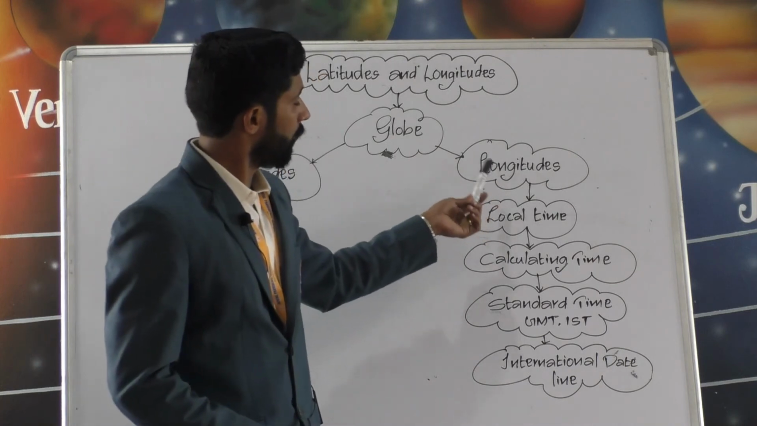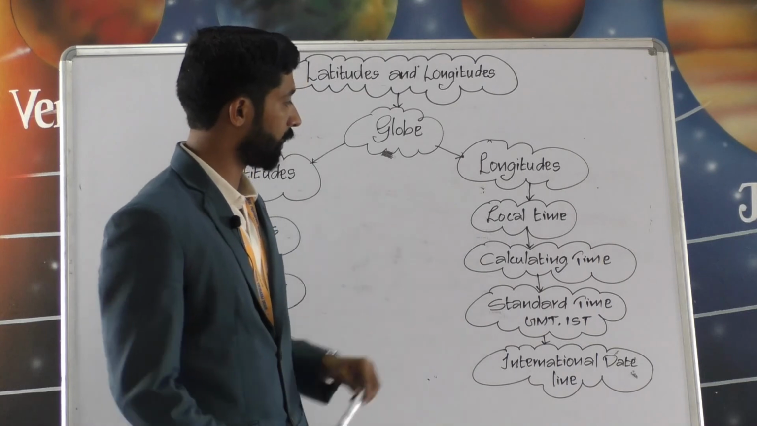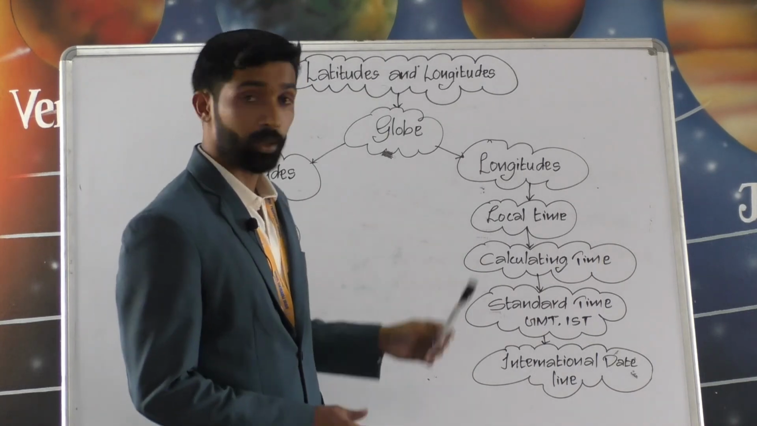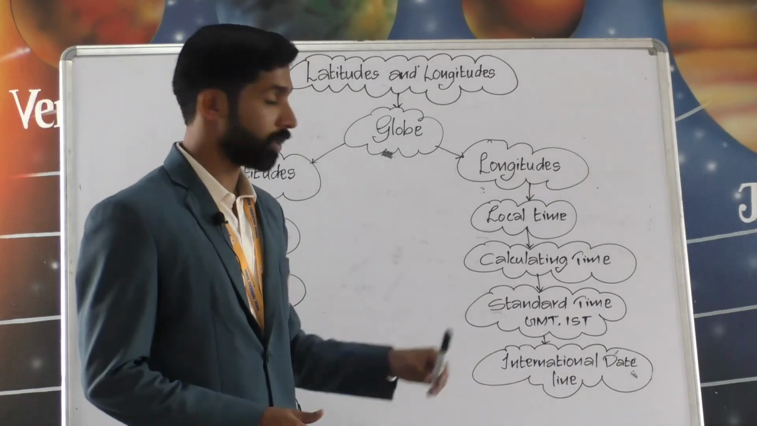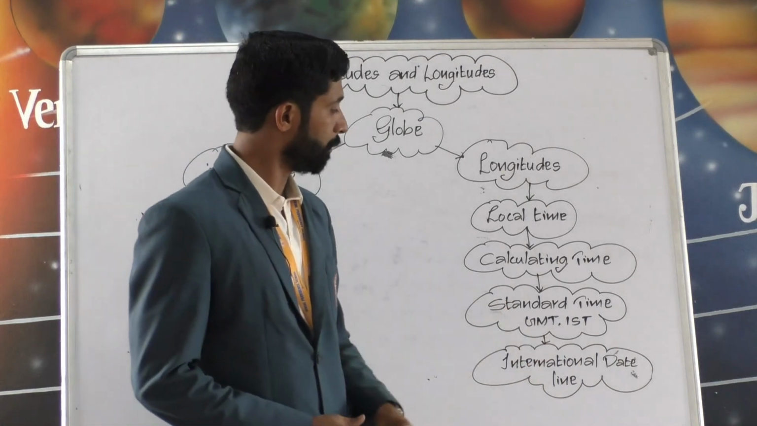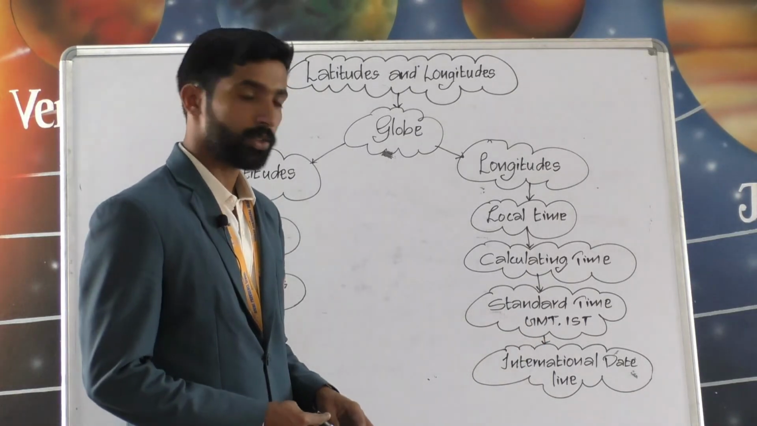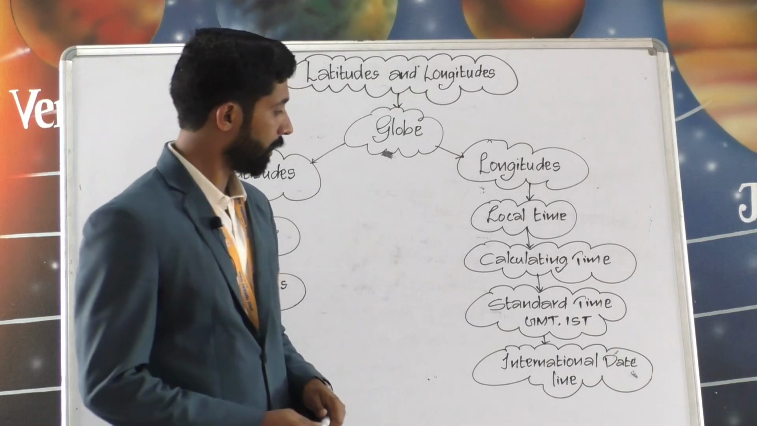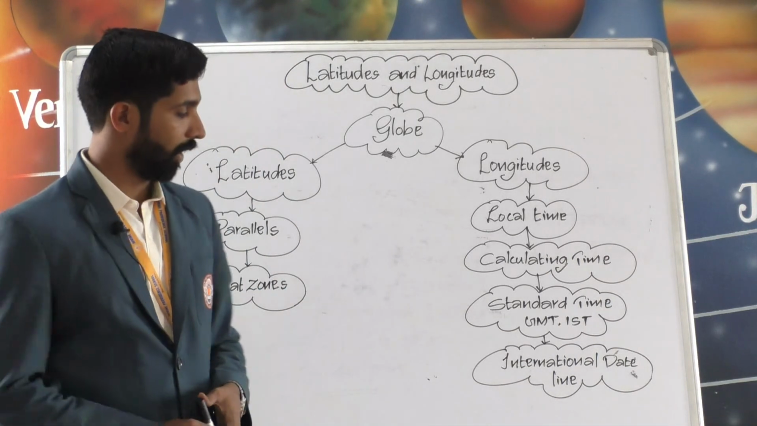And about the longitudes, these are the vertical lines. We learned about local time and calculating time, then standard time, that is GMT, Greenwich Mean Time, and IST, that is Indian Standard Time. And also we discussed the international date line.